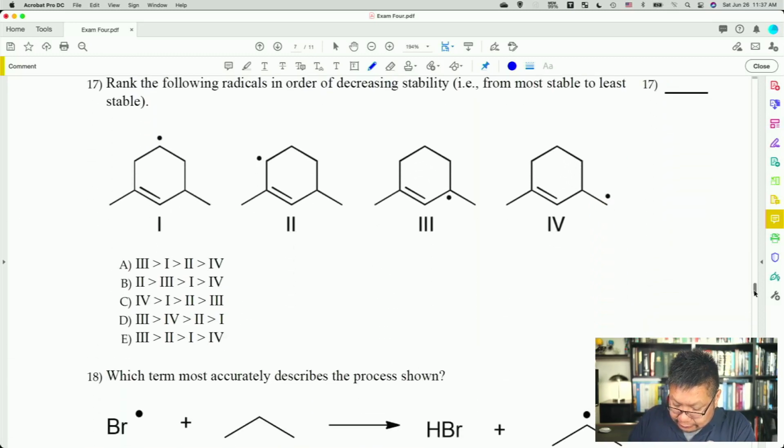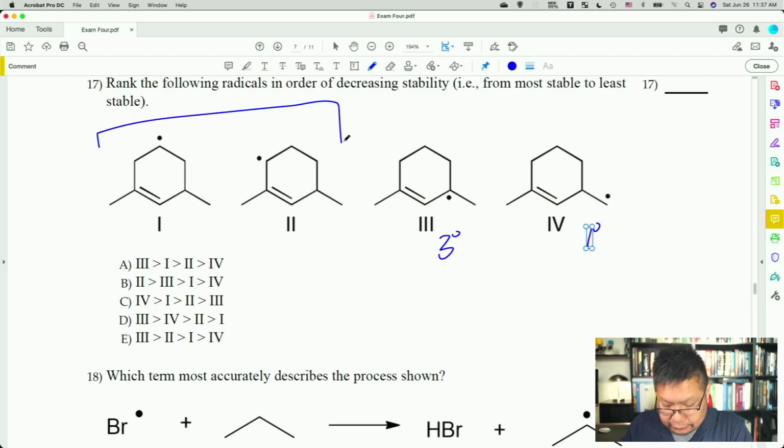Next, rank the following radicals in order of decreasing stability, from the most stable to the least stable. Okay, so this is pretty easy to find the first and last anyway. This one's going to be the least stable right here because it's a primary. This is going to be the most because it's a tertiary. Just like carbocations, radicals are the same way, right? So it's between these two, which is going to go second and third in this list, because both of those are secondaries, right?